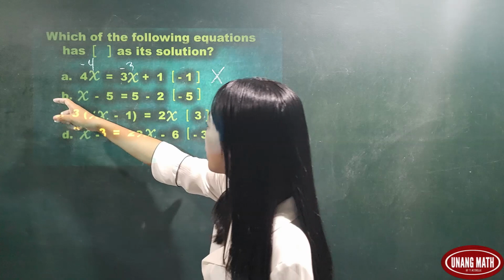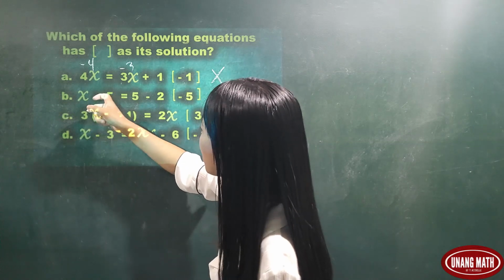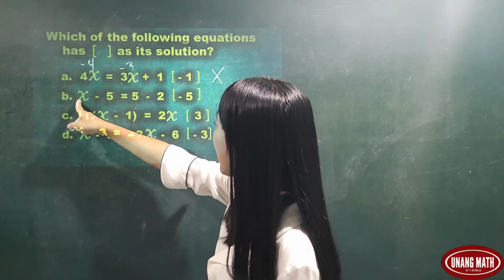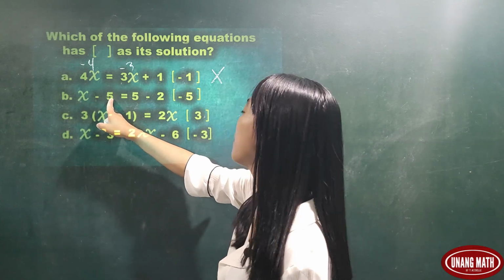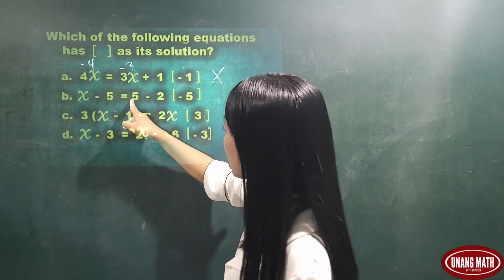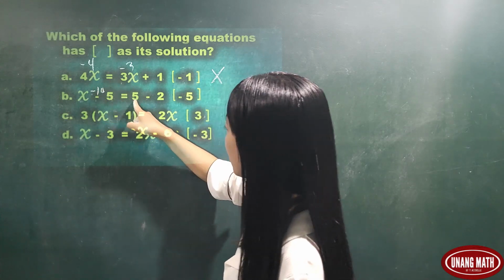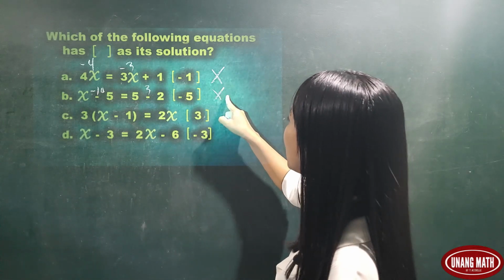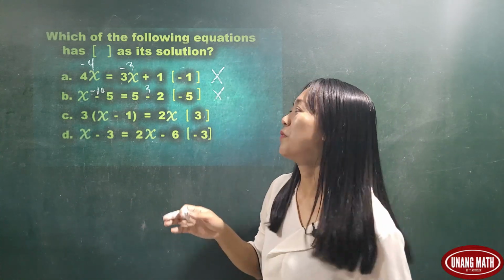Okay, let's have letter B. x minus 5 is equal to 5 minus 2. So this is negative 5 minus 5. So it becomes negative 10. Negative 10 is negative 10. So negative 10 is equal to 5 minus 3, 3. So this is not the solution that we are looking for.